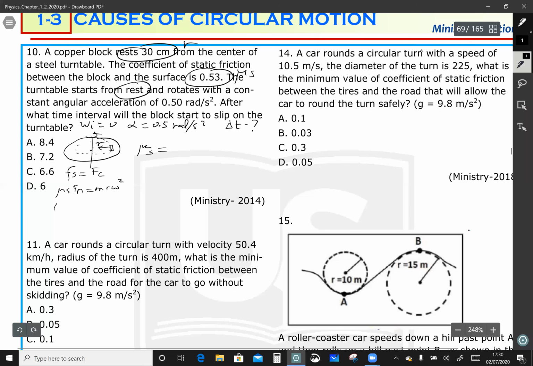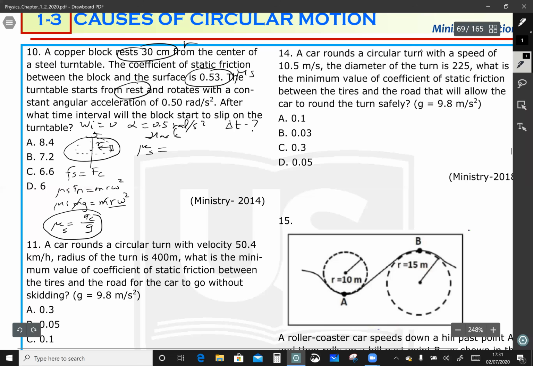So mu s Fn is equal to mg in here, which equals m r omega squared. So the m's will simplify. r omega squared is ac. Remember, we can get mu s equals ac divided by g. And I gave this as a Heck equation for these types of questions. If the surface is horizontal, mu s is always equal to centripetal acceleration divided by free fall acceleration. This is the Heck theory.